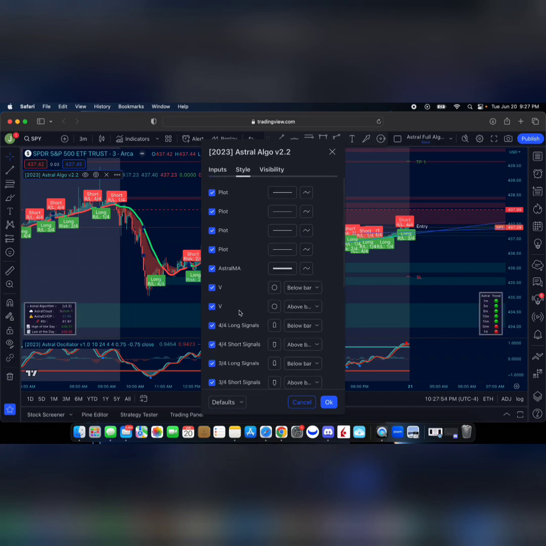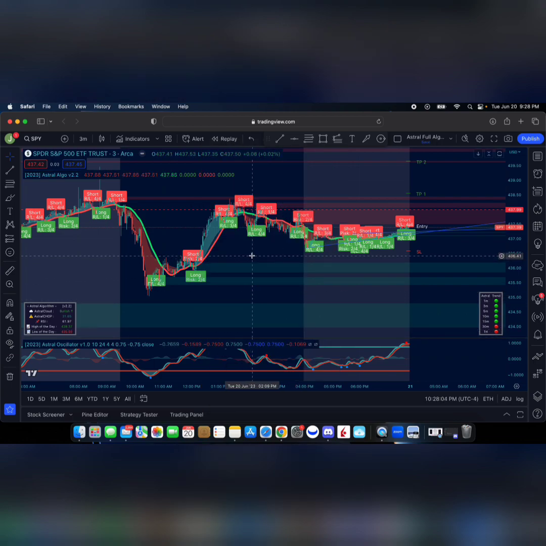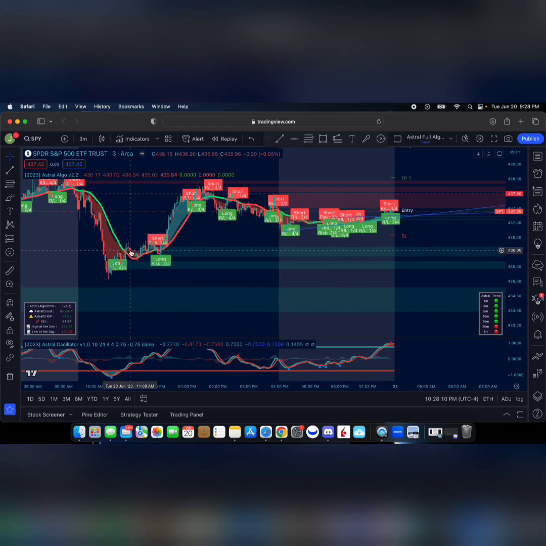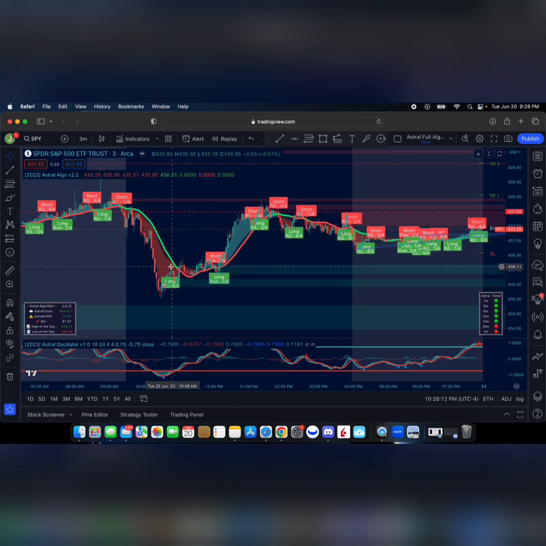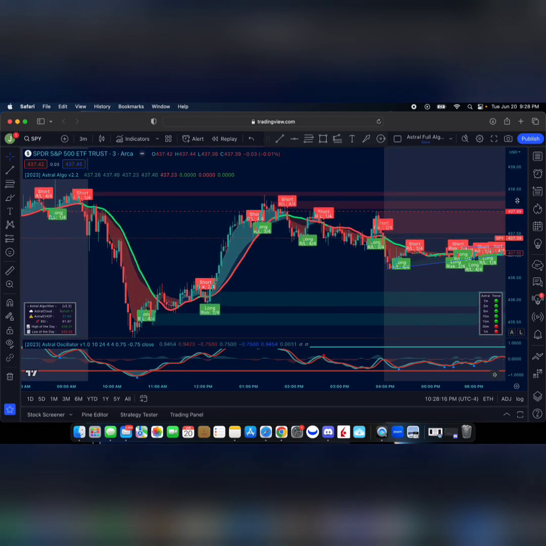Tables, and that's it. Let me put this back. Conservative, make it smaller. And that's it. And then the oscillator, I just leave it. Pretty much just leave it. And that is how you set it up, but you can play around with it any way you want.